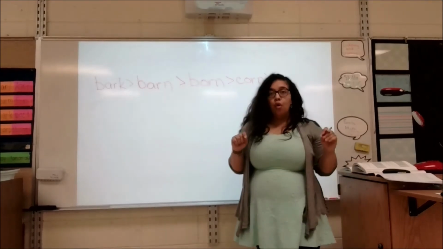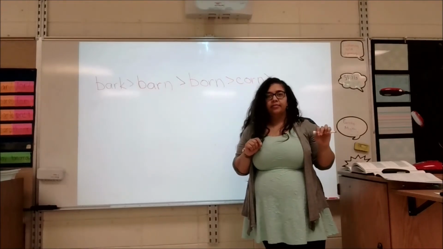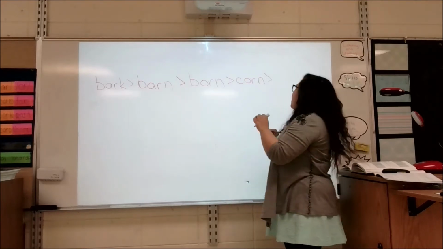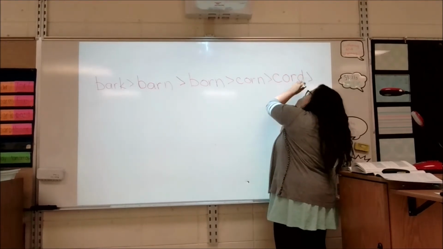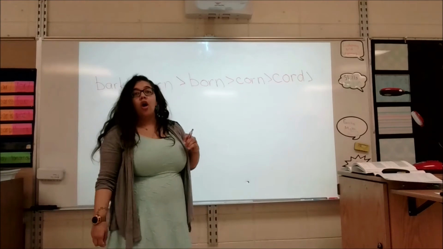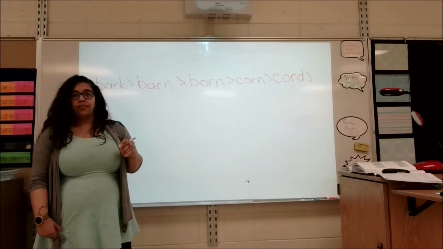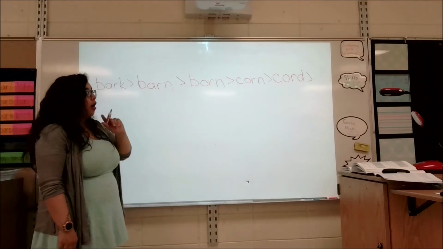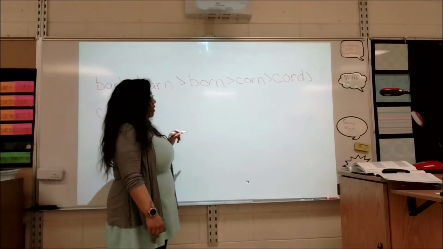How about if we want to go from corn to cord? I want to go from corn to cord. What's happening? I'm changing the n to the sound D at the end of the word. From corn to cord. From corn to cord. Excellent. How about let's go from cord to card. Cord to card. What's happening in this change? My vowel sound. Yes, I'm going from or to ar. From cord to card. I changed my vowel sound.